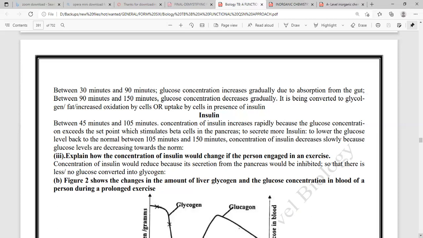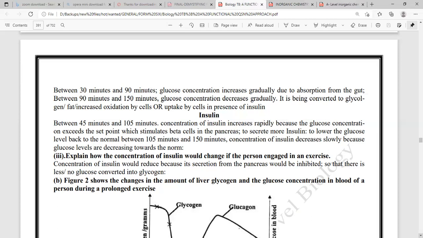Why is it increasing gradually? It is being absorbed from the gut. But between 90 minutes and 150 minutes, we have glucose concentrations decreasing gradually. Why? Glucose is getting converted to glycogen or fat, or we have increased oxidation by the cells, or we have uptake by the cells in the presence of the hormone insulin.